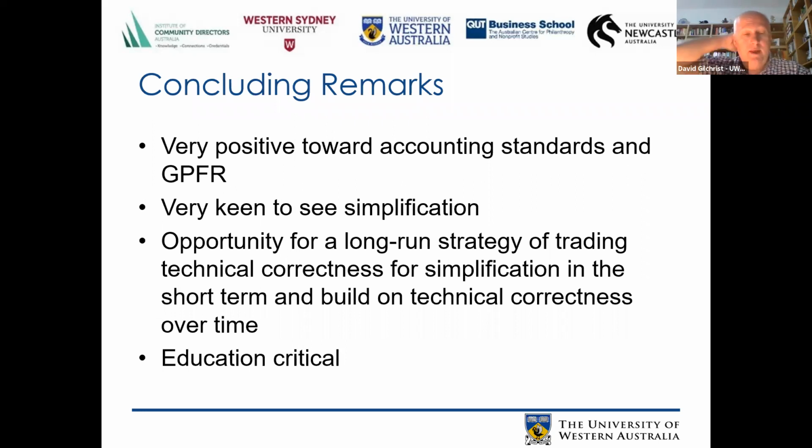Now, connected to that, there's also, out of those discussions identified by the research team, an opportunity, we think, for a long-run strategy of trading technical correctness for simplification in the short term, and then building on technical correctness over time. In other words, let's make the financial reporting requirements for charities and not-for-profits in Australia as simple as possible in the short term, and over time build capacity to understand in order to tighten up on the technical correctness that is inherent in those standards itself.